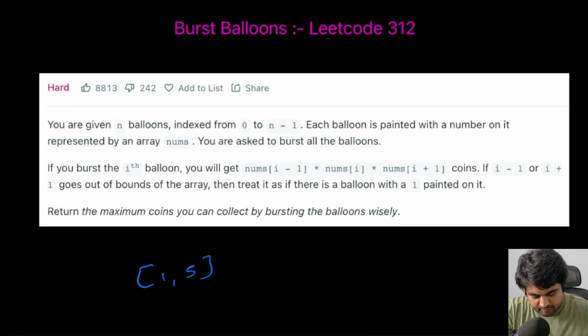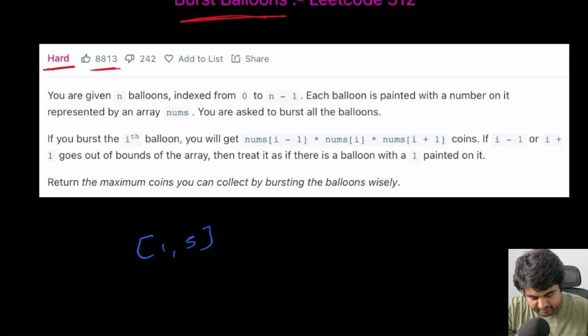So the LeetCode problem we are going to solve now has to be one of the most difficult problems that I have solved so far. It's called Burst Balloons. We can see that this one is a LeetCode hard problem, and very justifiably, also a very well-liked problem. So basically we are given n balloons that are indexed from 0 to n minus 1. So they can be placed in an array.